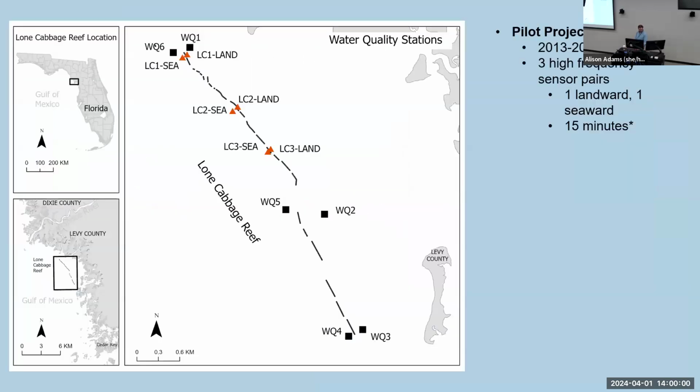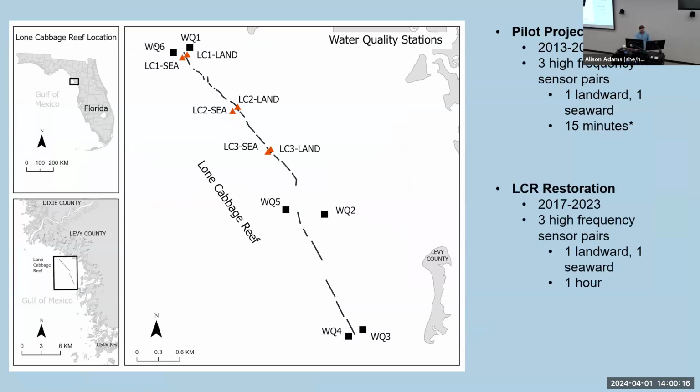And so looking at the overall pilot project data, we have 3 high frequency sensor pairs, LC1, 2, and 3. These were deployed from 2013 to 2015 within the region and collected data every 15 minutes. Comparatively, the Lone Cabbage Reef restoration was from 2017 to 2023, so a much longer time series of data. It followed a similar structure with three high-frequency sensor pairs at the northern, middle, and southern ends of the restored reefs, and this collected data on an hourly timescale.